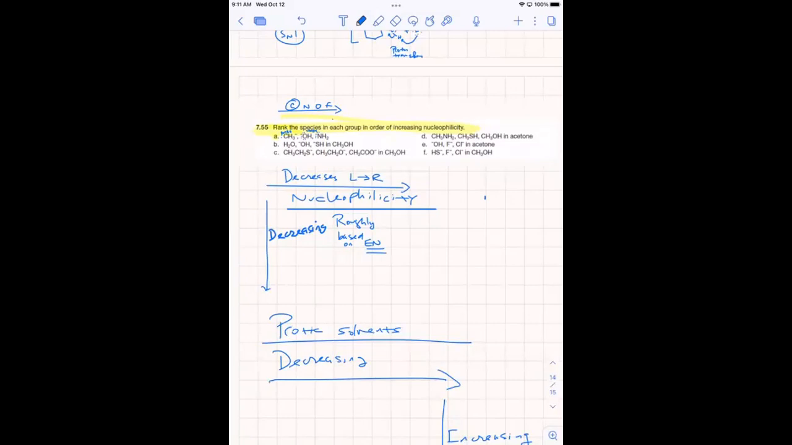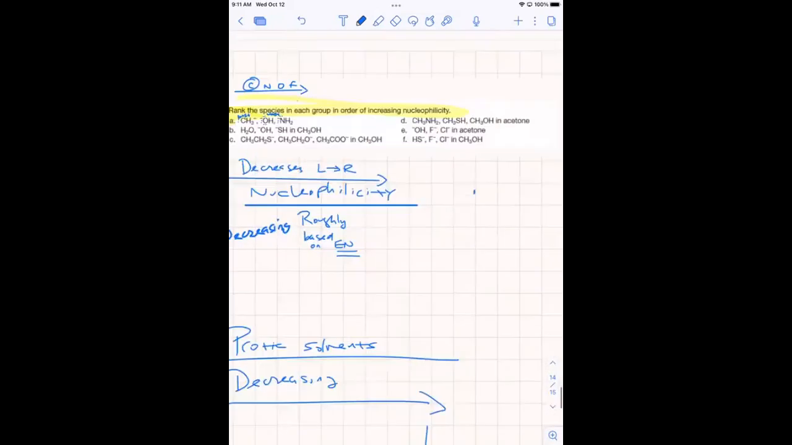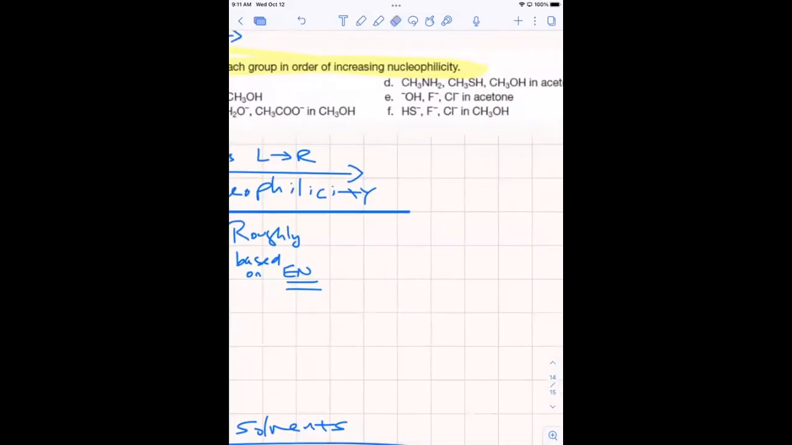And the protic solvent trend is the same. It decreases from left to right, and then it increases from top to bottom. And then this is the same trend, whether there's no solvent or if it's aprotic.